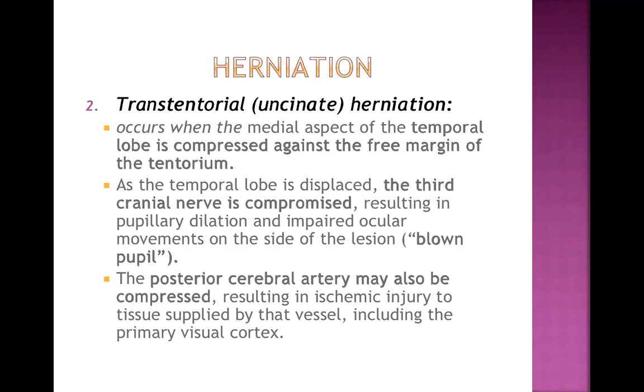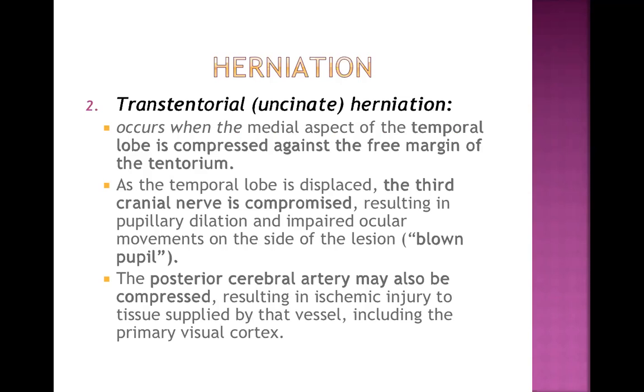The second type of cerebral herniation is a transtentorial or uncal herniation, or uncinate herniation. This is the term we use for the medial temporal lobe of the brain. It occurs when the medial aspect of the temporal lobe is compressed against the free margin of the tentorium cerebelli.